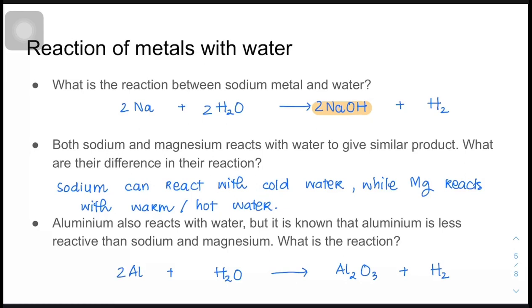So how do we balance it out? We have 2 aluminum, we have 3 oxygen, and now we have 6 hydrogen. And there you have it, the balanced reaction between aluminum and water.